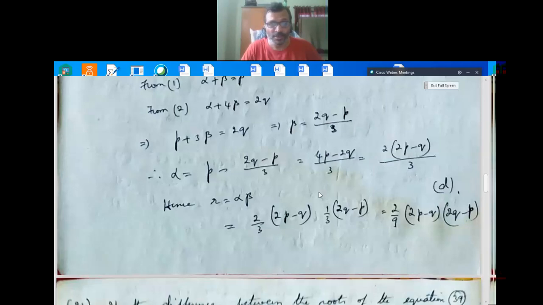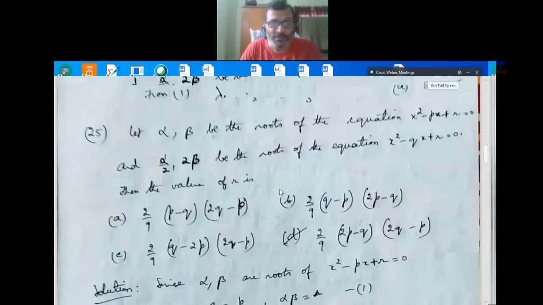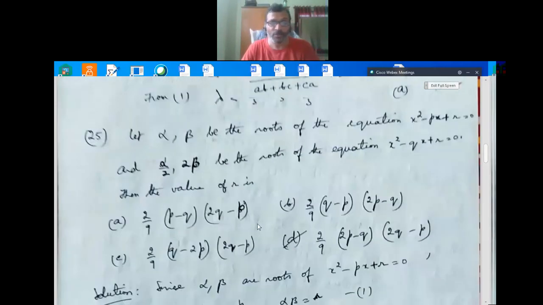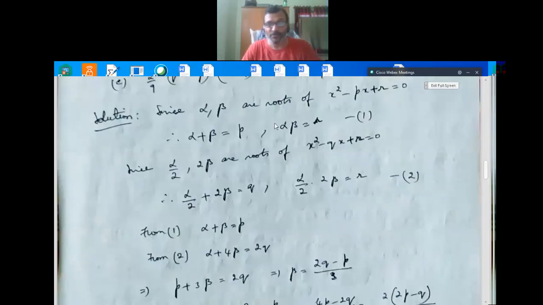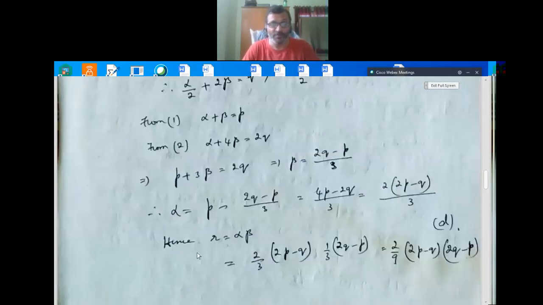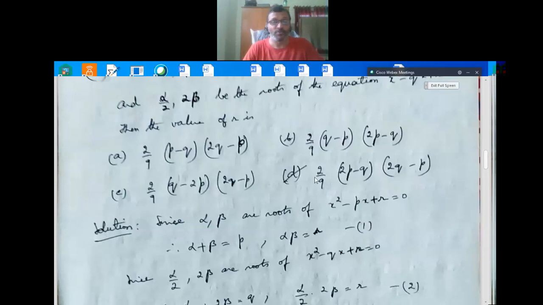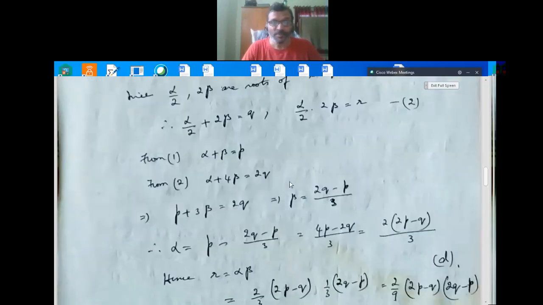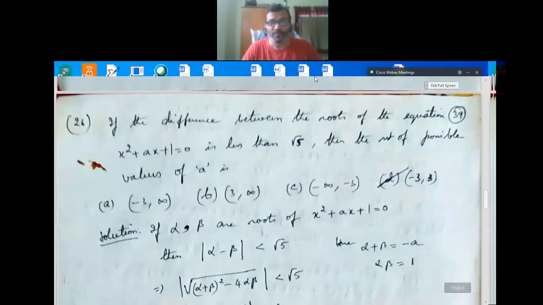Now in the question, we have to find r. For the value of r, I'll use equation 1: alpha beta equals r. So I multiply. Alpha is 2 by 3 into 2p minus q, beta is 1 by 3 into 2q minus p. So 2 by 9 into 2p minus q, 2q minus p. That is nothing but the fourth option. I hope it is clear for you.